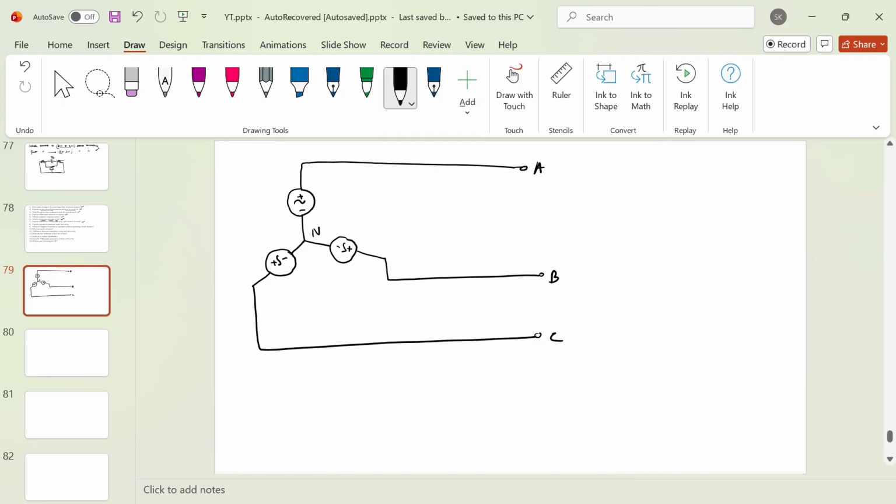And these voltages are basically balanced. So this voltage is E at an angle 0, and this is the B phase voltage, so it will be E at an angle of minus 120 degree, and this will be E at an angle of 120 degree.